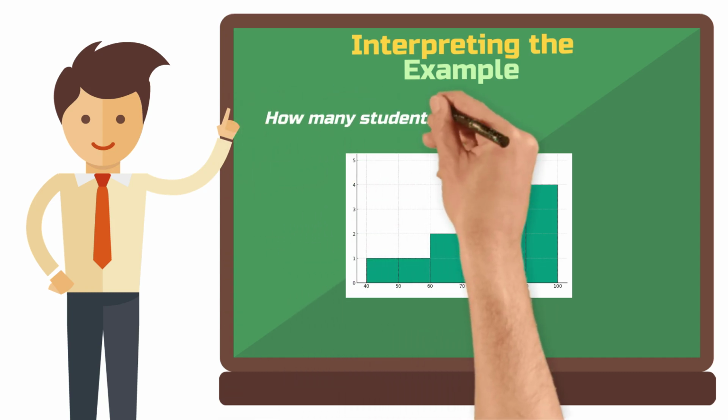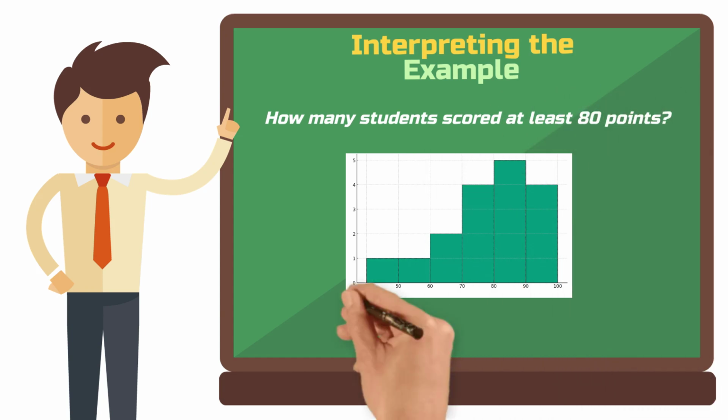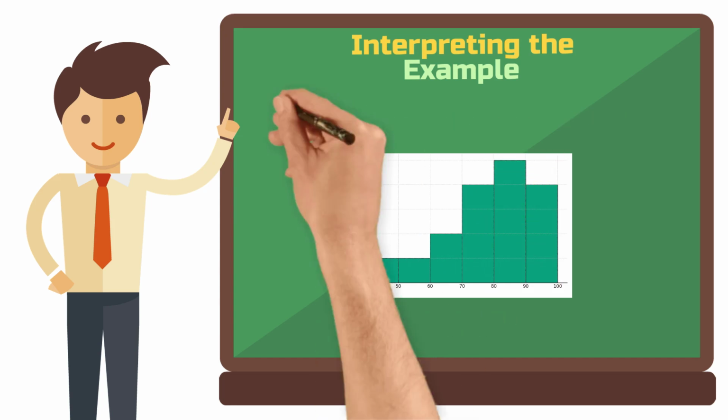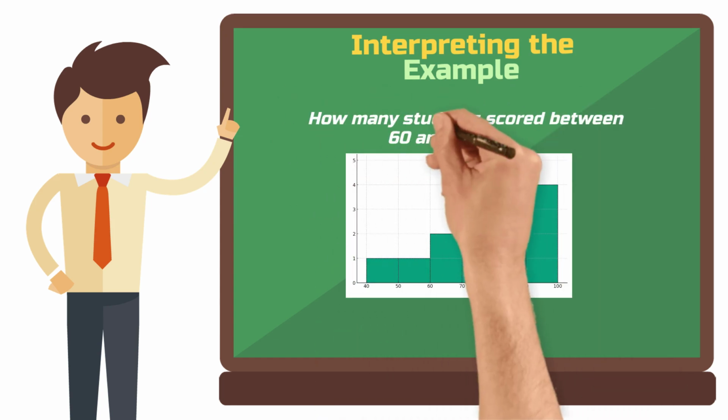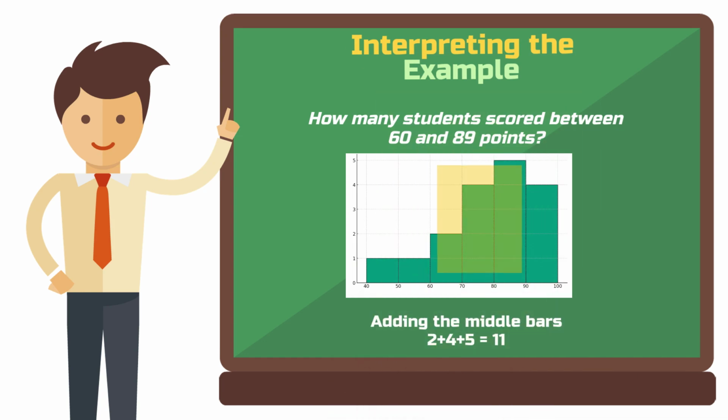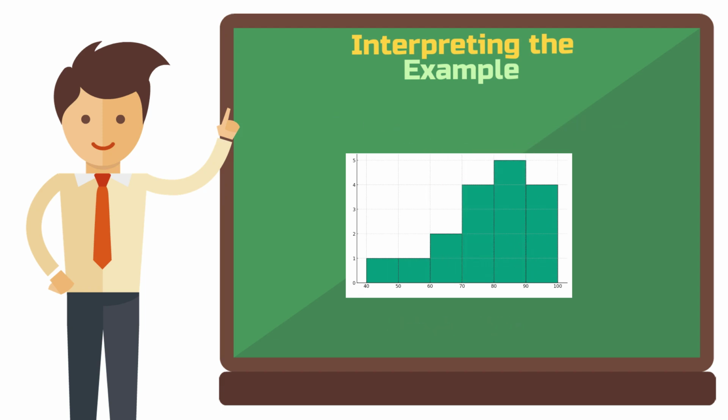How many students scored at least 80 points? Adding the last two bars, 5 plus 4, meaning 9 students scored at least 80 points. How many students scored between 60 and 89 points? Adding the middle bars, 2 plus 4 plus 5, meaning 11 students scored within the intervals 60 to 69, 70 to 79, and 80 to 89.